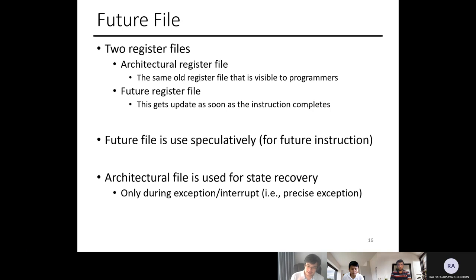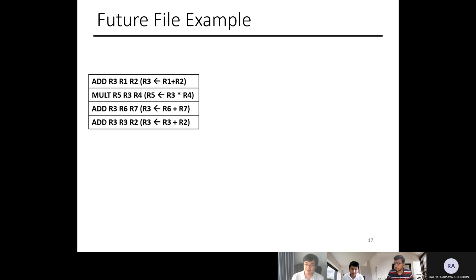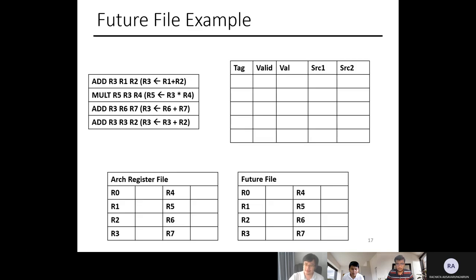So again, in this case, state recovery: when an exception or interrupt happens, precise exception can be done through the architectural file. So here's an example. I'm going to show all the structures all at once. We have four instructions: add, multiply, add. The thing in parentheses is just explaining what's happening. Add R3, R1, R2 means I'm going to add R1 and R2 together and write the result into R3.